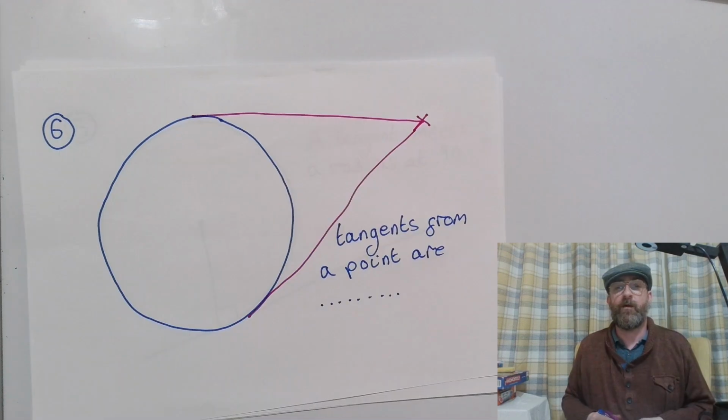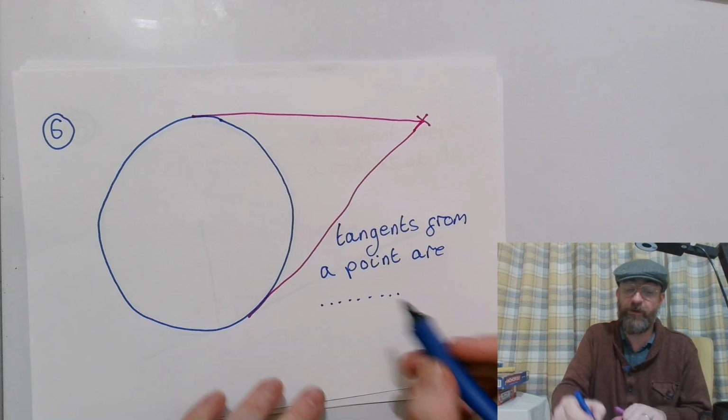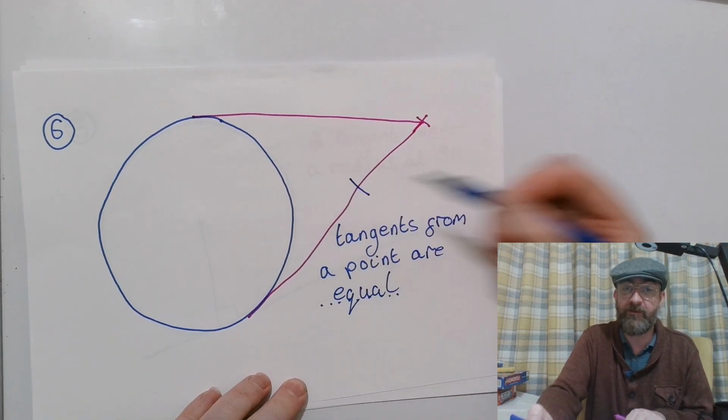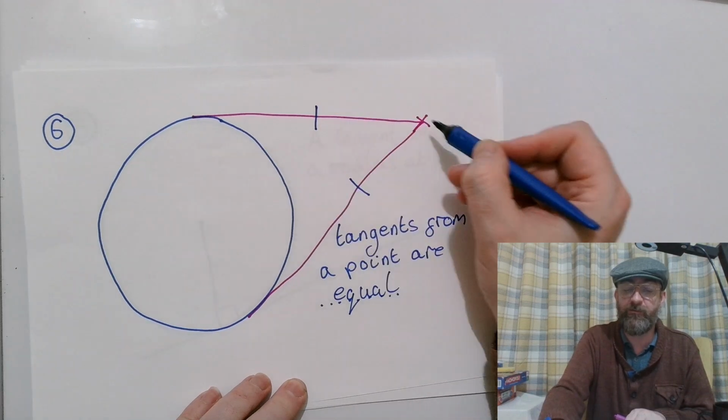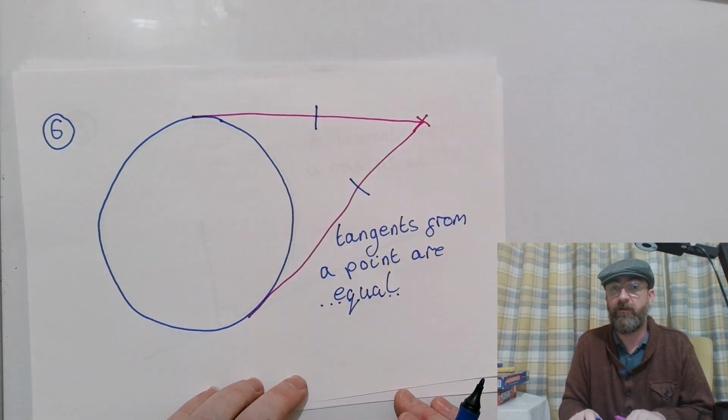Lovely. Okay, circle theorem number 6. Tangents from a point are equal, so they're equal in length. So this tangent is equal to this tangent from this point going to the circle. Lovely.